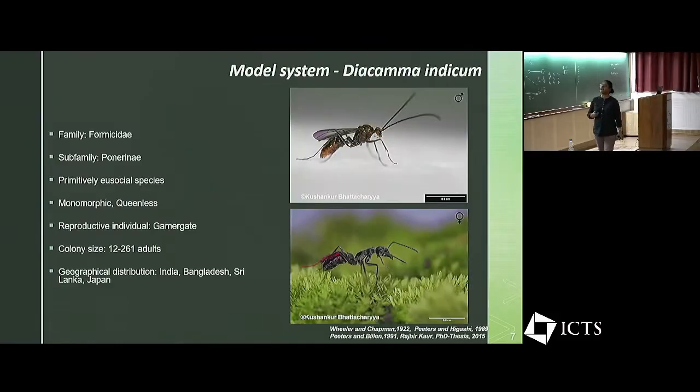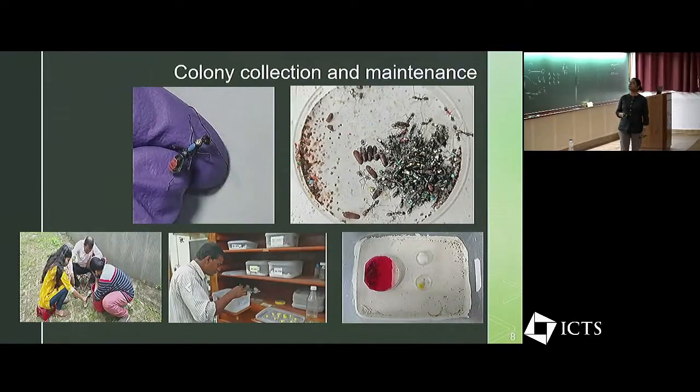Of all of these ants, there's one species of ants that I work with. It's called Diacamma indicum. This is what the male looks like, and this is what the female looks like. It's found mostly in India, Bangladesh, and Sri Lanka. They live in colonies, ranging in size from 12 to 261.